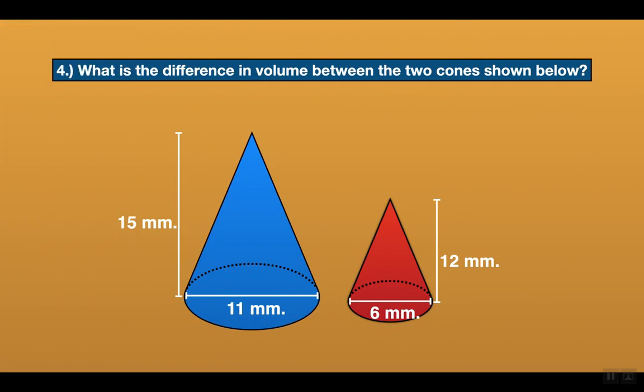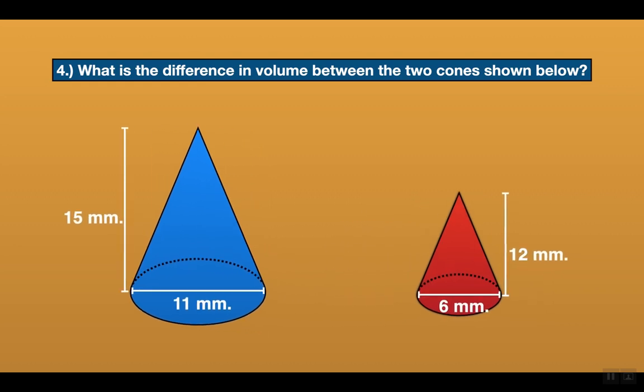Question 4. What is the difference in volume between the two cones shown below? Okay, so this is a pretty straightforward question. In order to find the difference in volume, we're going to find the volume of the blue cone, then find the volume of the red cone, and then we just subtract the two volumes.